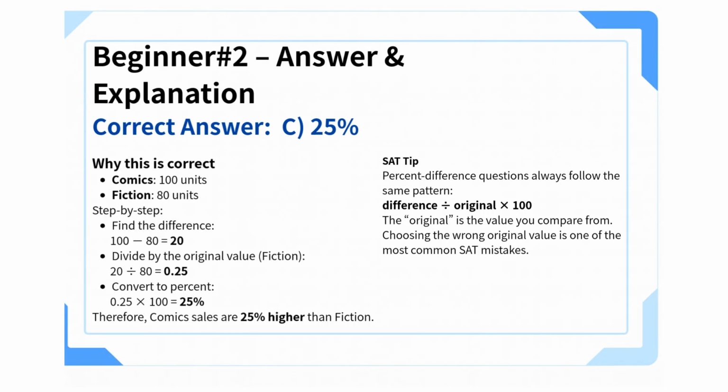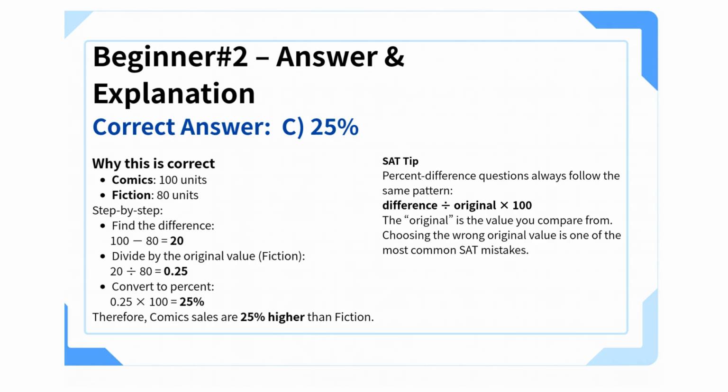Let's walk through how to solve this percent difference question. We want to find how much higher comics sales are compared to fiction. That means fiction is our baseline, or original value. First, read the numbers from the chart. Comics has 100 units, and fiction has 80.